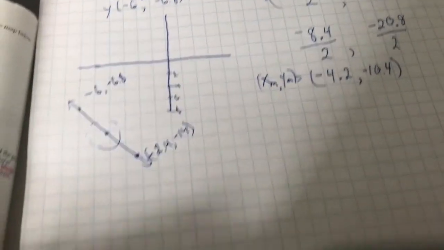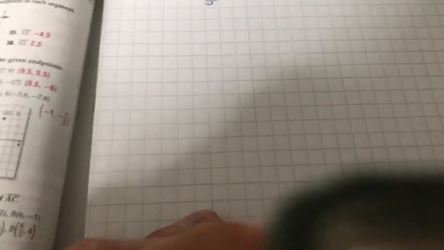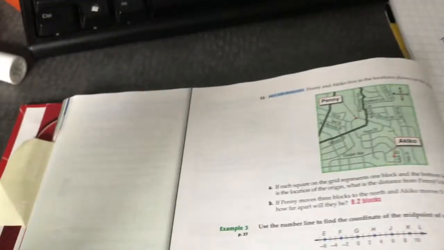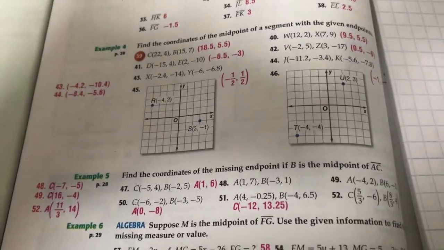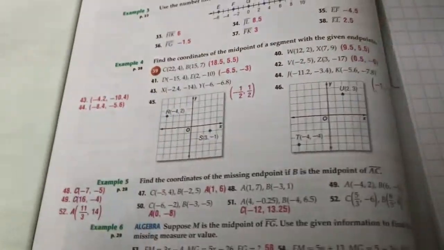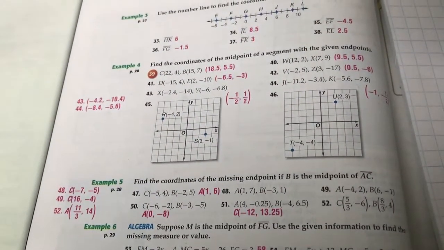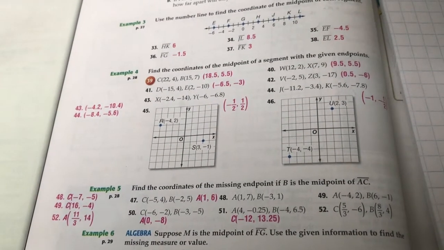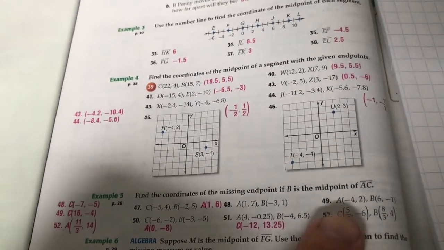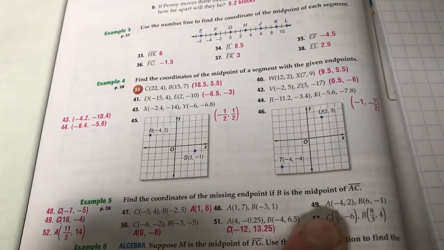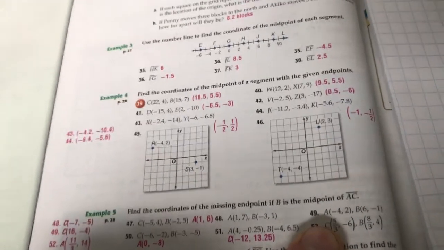Moving on, we are now going to do number 49 as promised. It says, find the coordinates of the missing endpoint if B is the midpoint of AC. It says A is negative 4, 2, and B is 6, negative 1.